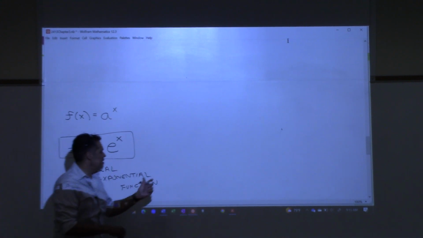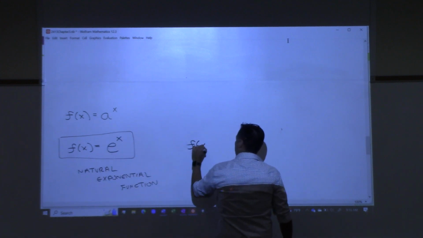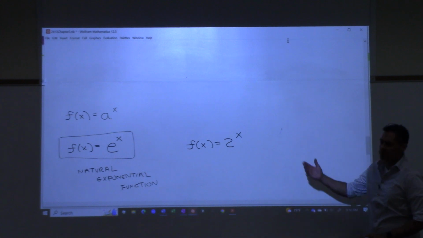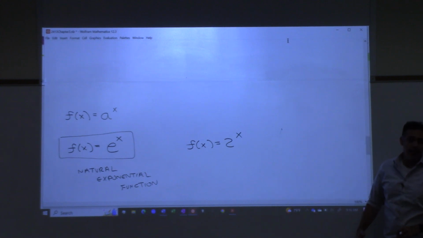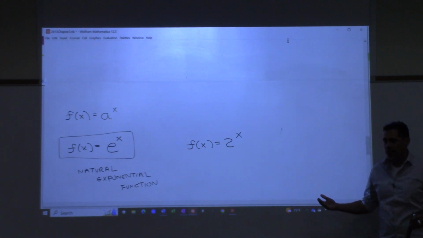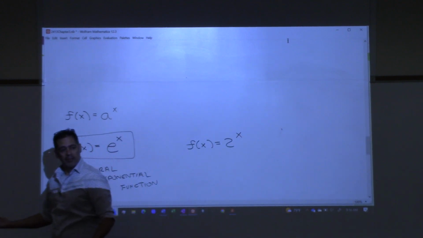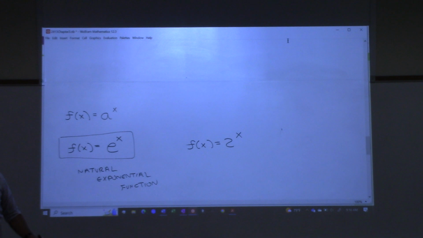I mean, if I write this down, what's the base of this exponential function? 2, okay. And 2 is just the number 2, right? Over here, the base is e, right? But what is e? It's not imaginary. It is a number, though. It's just a number. Isn't it like 3 point something?